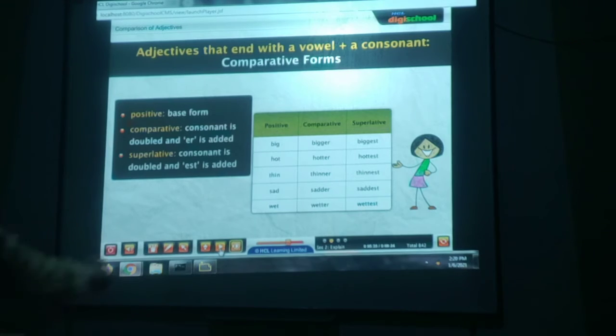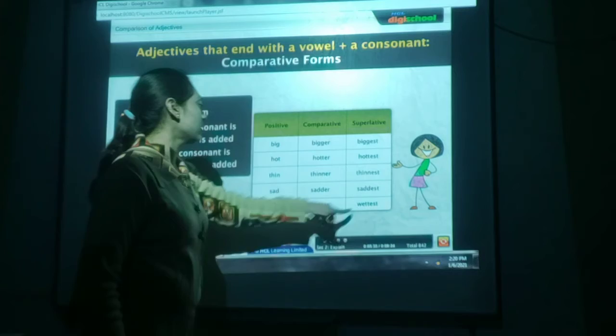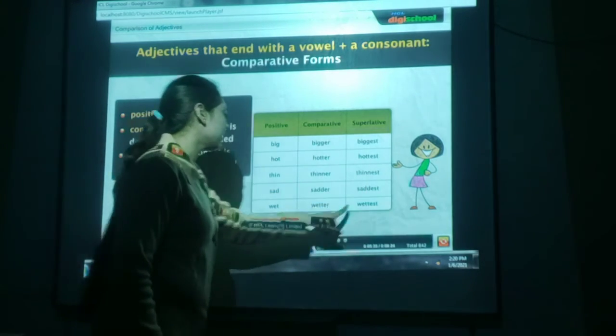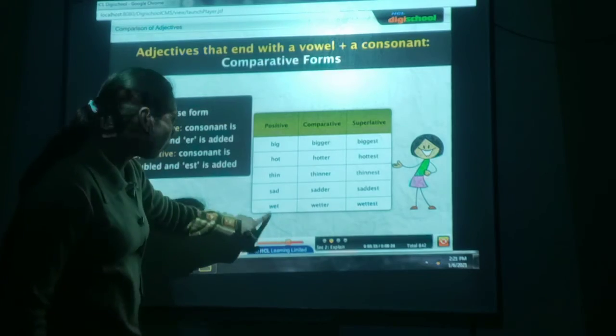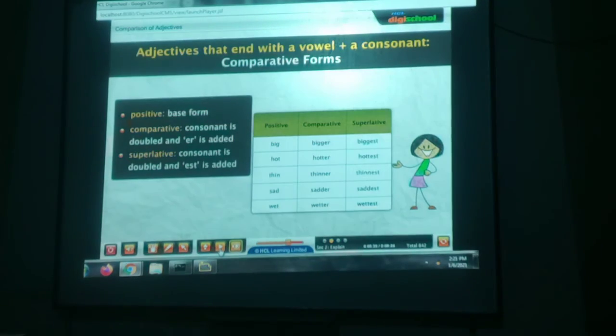So class, big, bigger, biggest, hot, hotter, hottest, thin, thinner, thinnest, sad, sadder, saddest, wet, wetter, wettest. So these are your comparative degree which we use in your day-to-day life. Look at the table for more examples of the degrees of adjectives that end with a vowel and a consonant.